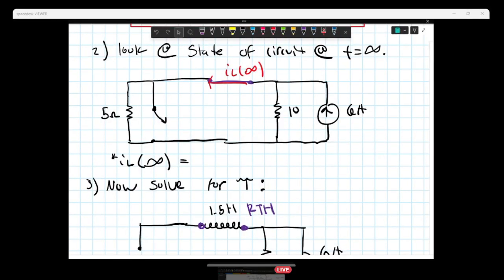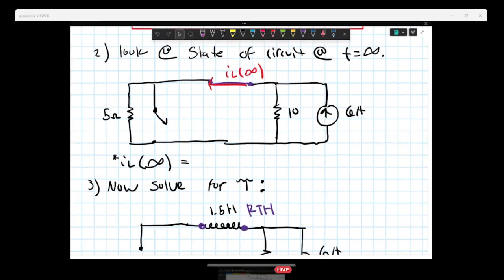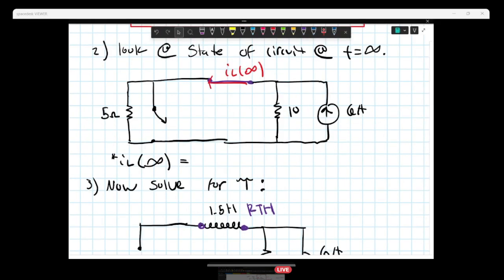Are you sure? The 10 and the 5 ohms, how are they related? They're in parallel. So what do you do? Current division. It's the current through the 5 ohm resistor, the branch you don't want. So the current through 10 over 15. I got 4. Yeah, there you go.